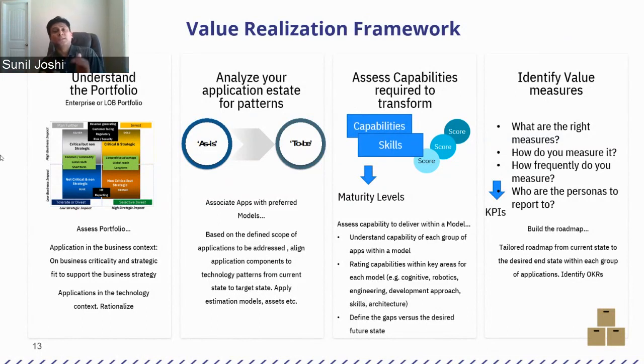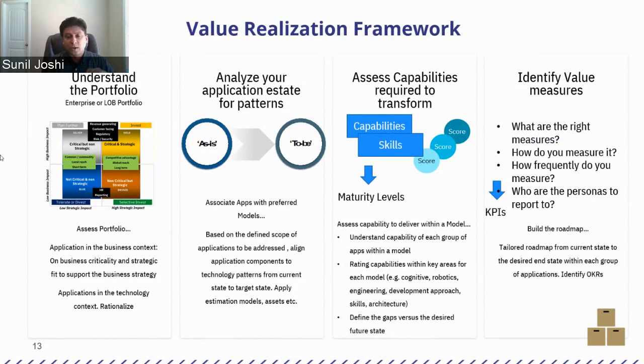Now you have a subset of the estate that you want to modernize. Then, in the second aspect, you understand some of the applicable technology patterns to this. There are several patterns, but the good thing is they are finite, right? It's a manageable number of patterns.